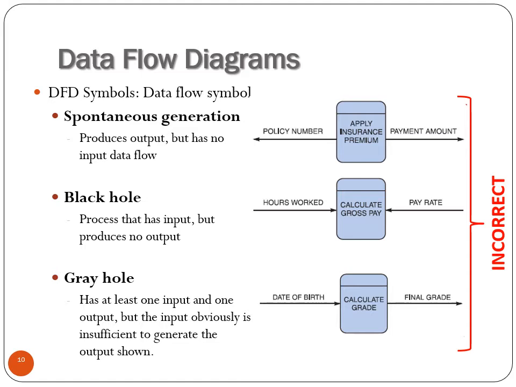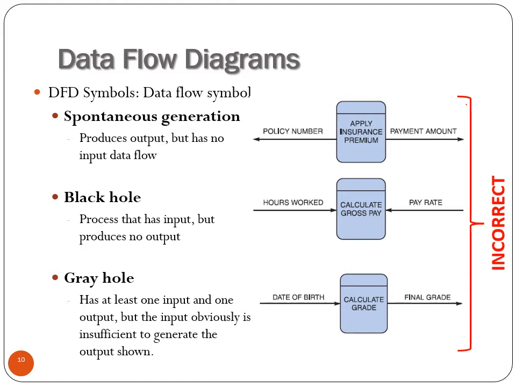Secondly is a black hole. In this scenario, a process has input but produces no output. Refer to the second example. Here, calculate gross pay is called a black hole process because this process has inputs, which are hours worked and pay rate, but no output produced from this process.